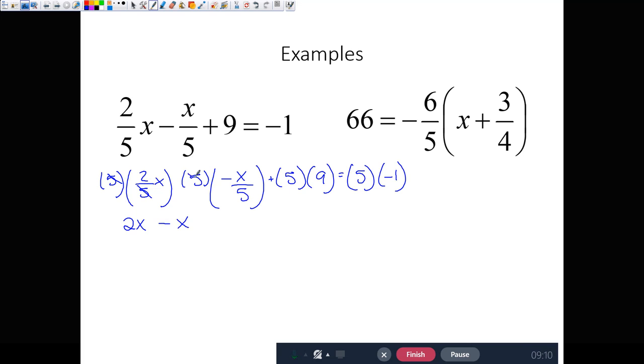Okay, so they're inverses. Now 5 times 9? 45. And 5 times negative 1? Negative 5. Okay. My next step is to combine like terms. Do I have like terms? Yeah. What's 2x minus x? My next is to move my constant. So I'm going to subtract 45. So x is going to equal negative 50.